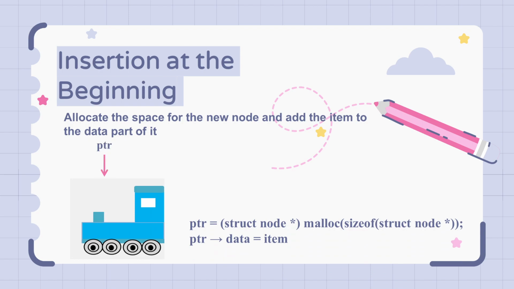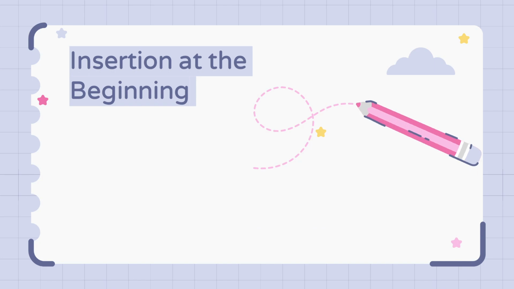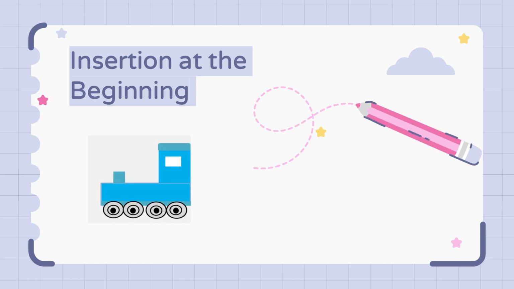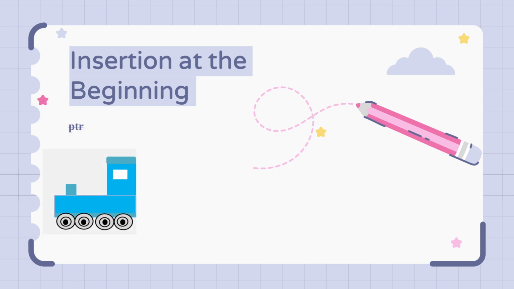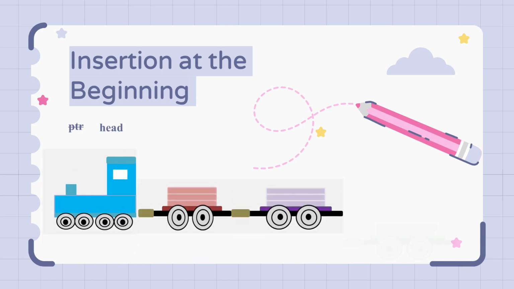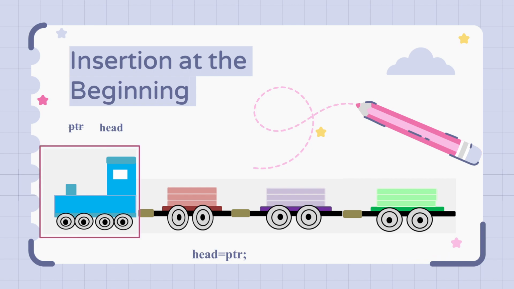The below code snippet shows the procedure for allocating the space and assigning the item to the data part of the new node. Make the next pointer of the new node point to the head of the singly linked list. At last, make the new node the first node of the singly linked list by simply assigning it to the head of the singly linked list. Finally, we have the node successfully inserted at the beginning.